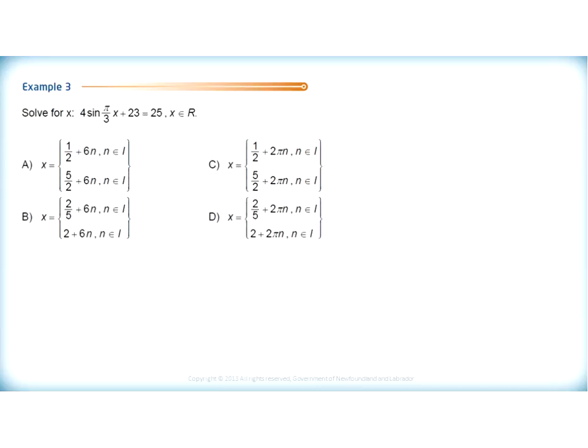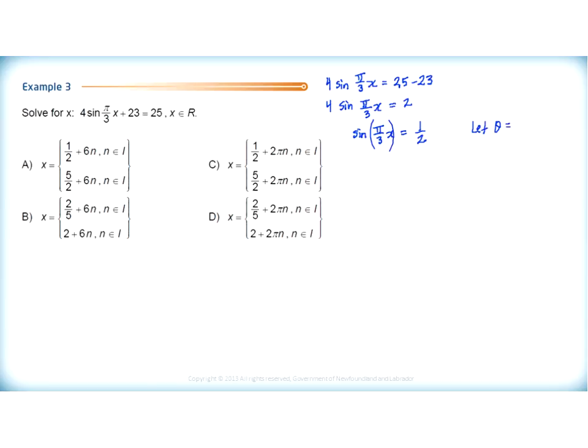So the first thing we need to do is to isolate the sine of the angle for which we are looking. So we have 4 times the sine of pi over 3x equals 25 minus 23. So we'll bring the 23 to the right-hand side. Then you've got 4 times the sine of pi over 3x is equal to 2. Dividing both sides by 4, we have the sine of pi over 3x equals 2 over 4, which is equal to a half.